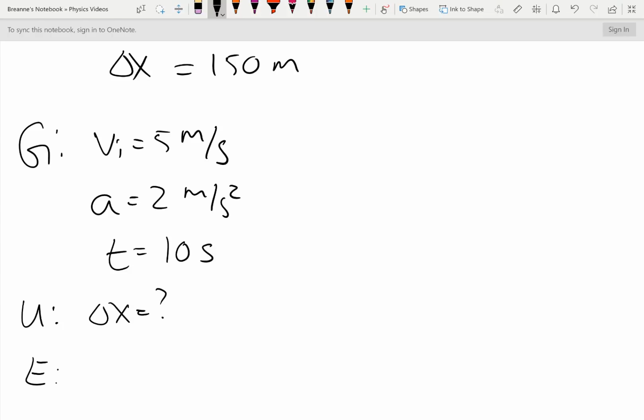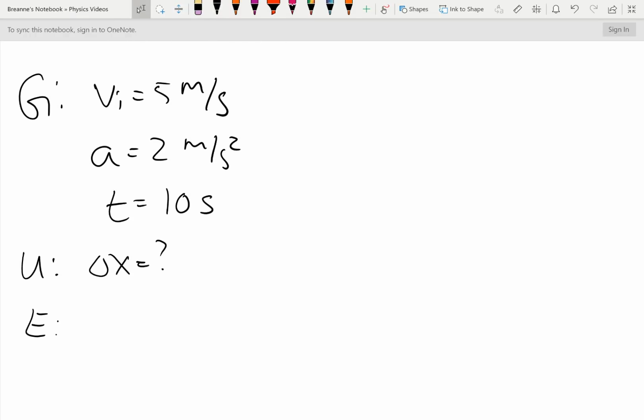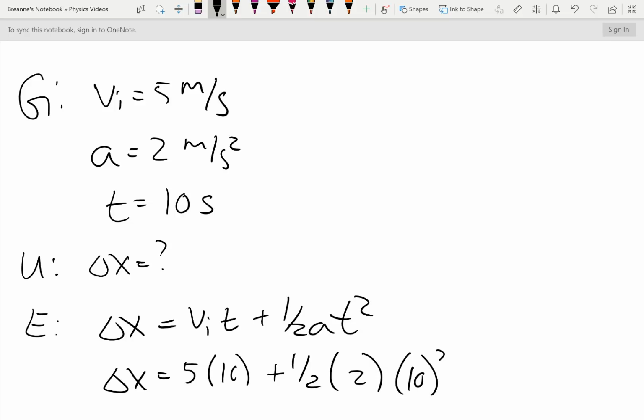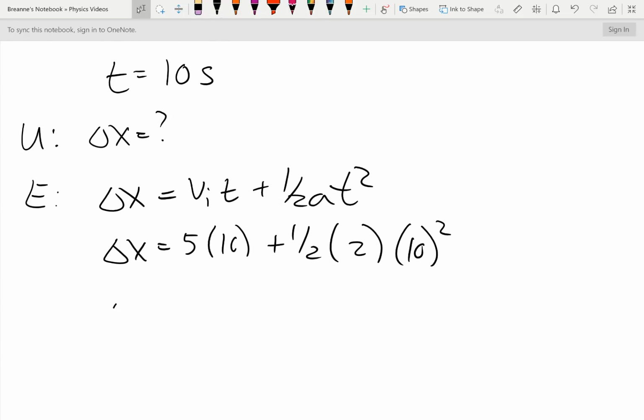So you look at your equations. We need initial velocity, acceleration, time, and delta x. There's only one equation there that doesn't have final velocity, and it's delta x equals VIT plus 1/2 AT squared. So you're looking for your delta x. Your initial velocity is 5, your time is 10, your acceleration is 2, and your time is 10. Do not forget the squared.